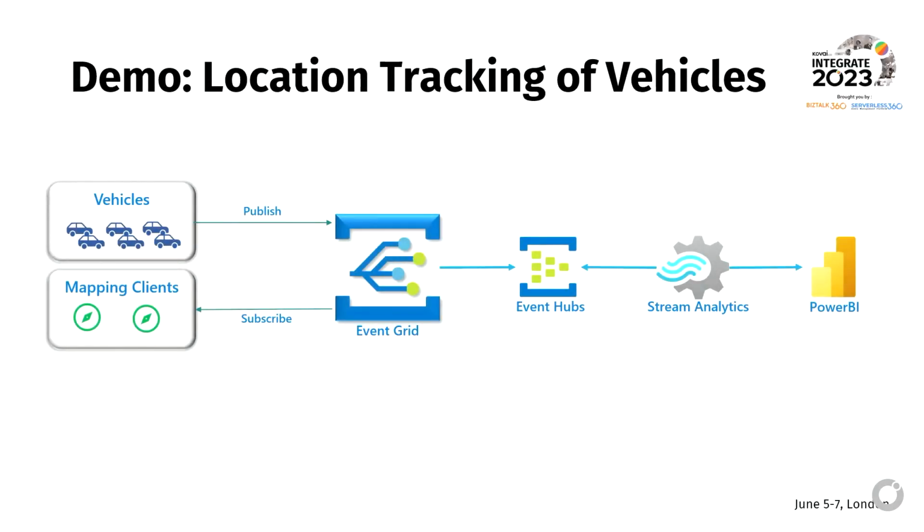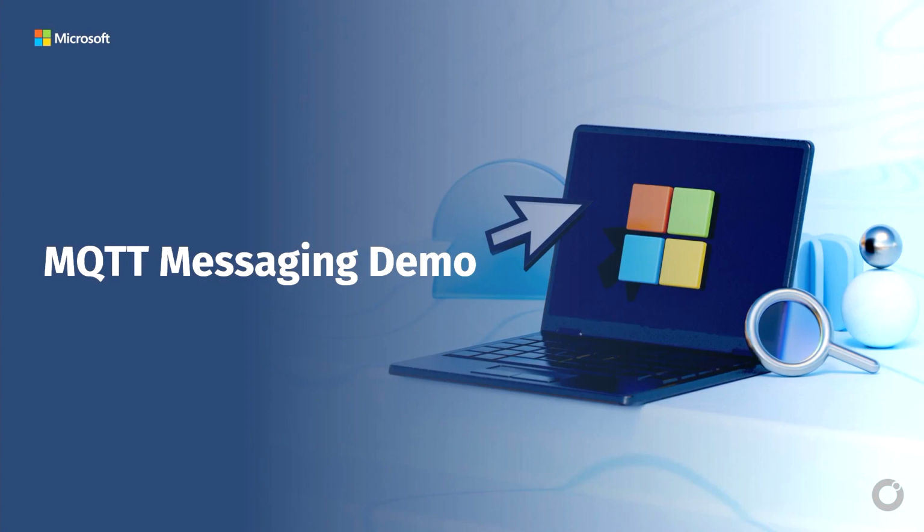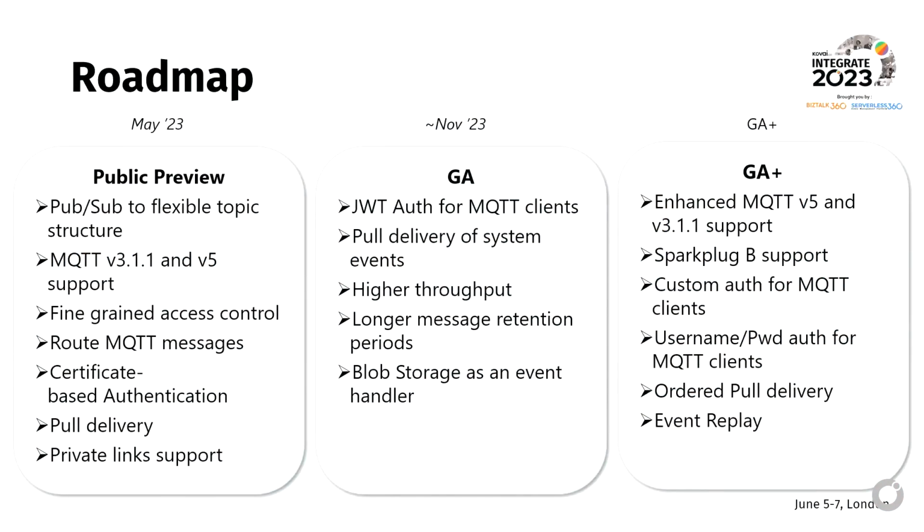With that, I want to share with you our roadmap and close with this. So as I mentioned earlier, just 2 weeks ago, we went public preview with a lot of these features that I've just talked about today. The pull delivery and the MQTT broker functionality and the routing of MQTT data. And as I mentioned also, by the end of this month, you should be able to see the private link support with pull delivery. We're planning to go into GA towards the end of this year.